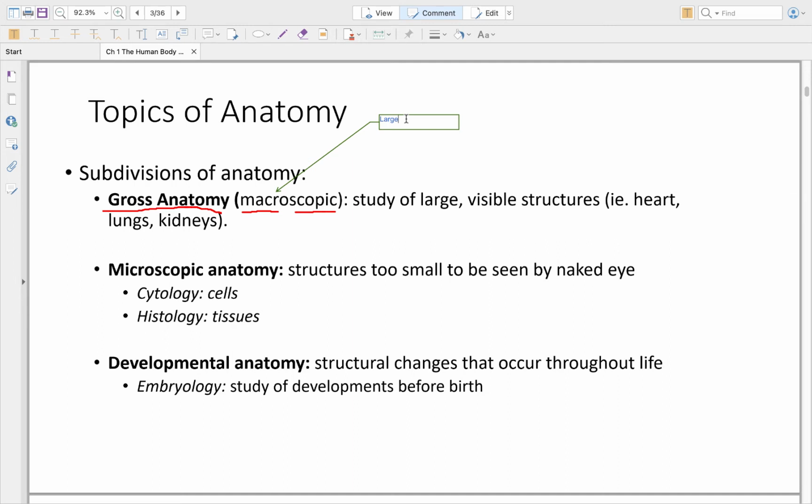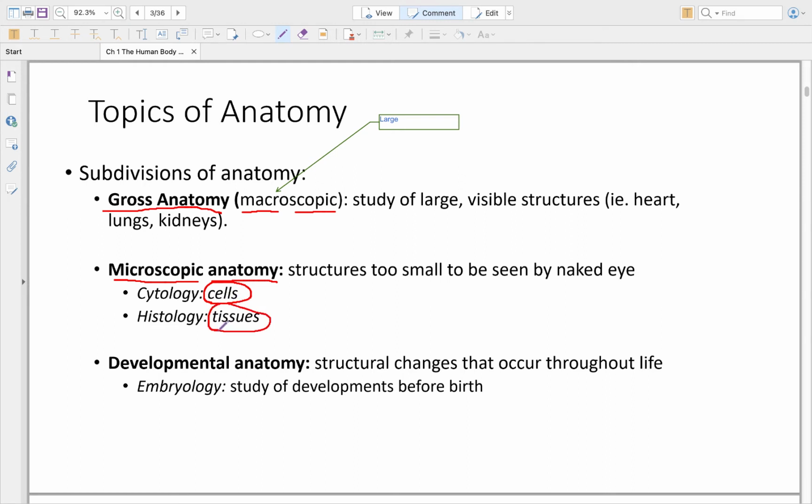Big structures. Okay, and then we have microscopic anatomy. Well, that's kind of straightforward, right? Micro means small, and microscopic anatomy is going to be in reference to things that are too small to be seen by the naked eye. Things that are too small are your cells, for example. Your cells and your tissue.